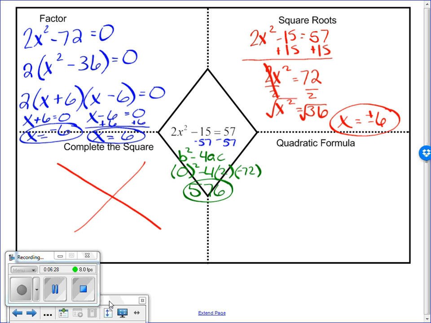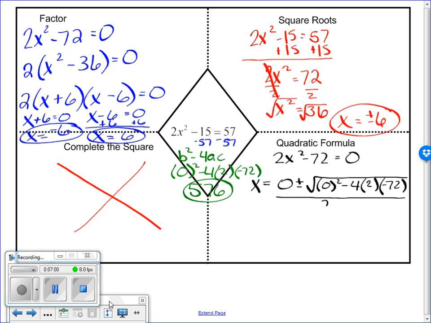All right, how about quadratic formula? Yeah, I can set it equal to 0, which I did right here, so I'll save myself some time. So 2x squared minus 72 equals 0. All right, so let's plug stuff into our formula. So x equals, what's your b value? 0 plus or minus square root b squared, so 0 squared, minus 4 times my a, my c, negative 72, all over 2 times a.